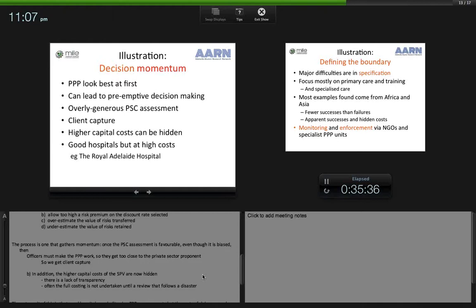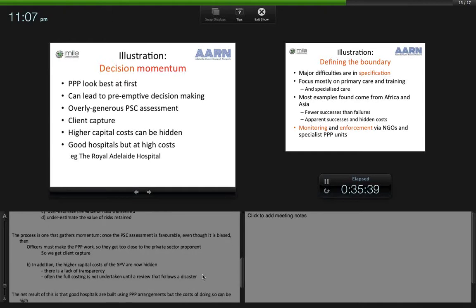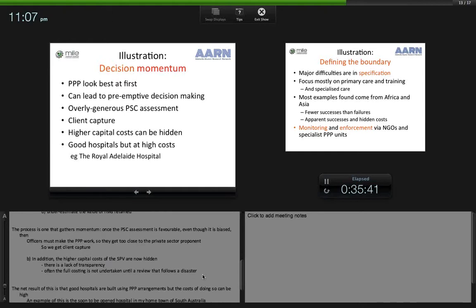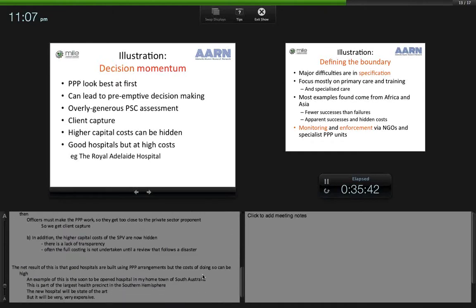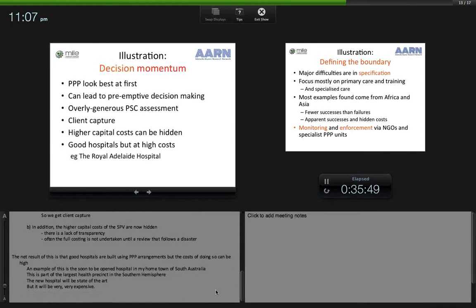In addition, the higher capital costs of the SPV are now hidden. There is a lack of transparency. Often the full costing is not undertaken until a review that follows a disaster. Now, the net result of this is that good hospitals are built using PPP arrangements, but often the costs of doing so can be high.